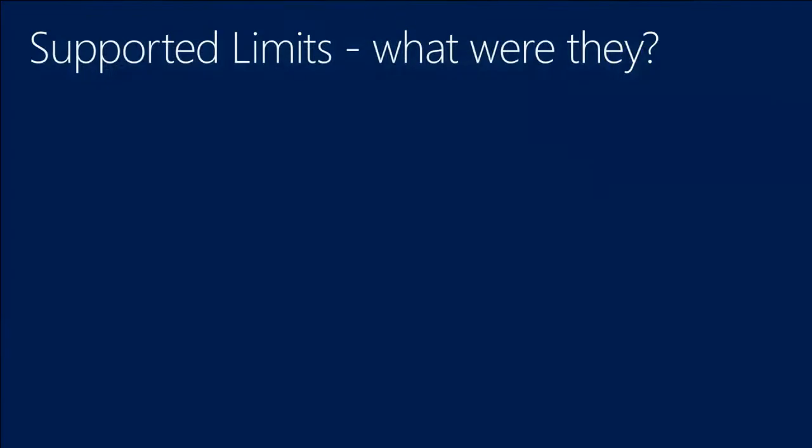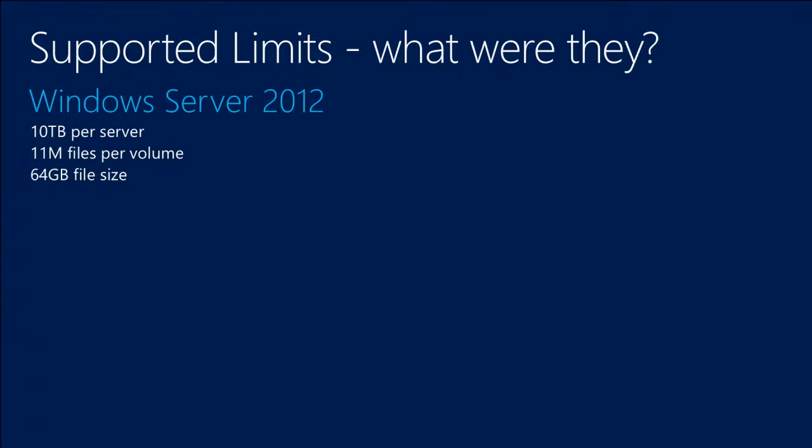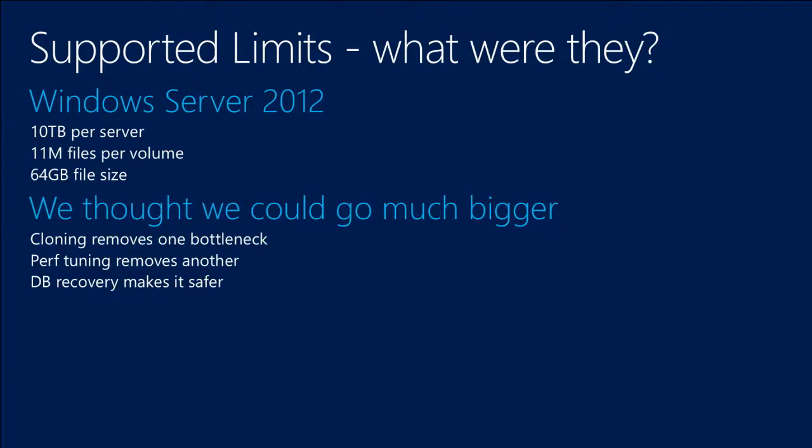Okay, we're almost done here. Scalability. Here's the last big couple cool things. In the past, 10 terabytes per server, 11 million files per volume, 64 gigs file size. That was pretty awesome in 2005, but it's 2014. All right. We made cloning. We did perf tuning. We did a bunch of other perf tuning in 2012. We upped a lot of RPC changes. We did a bunch of other little things that we didn't really advertise very much. And we made it so it's faster and easier and safer to recover stuff. It's not really faster, but it is much safer to have bigger databases.